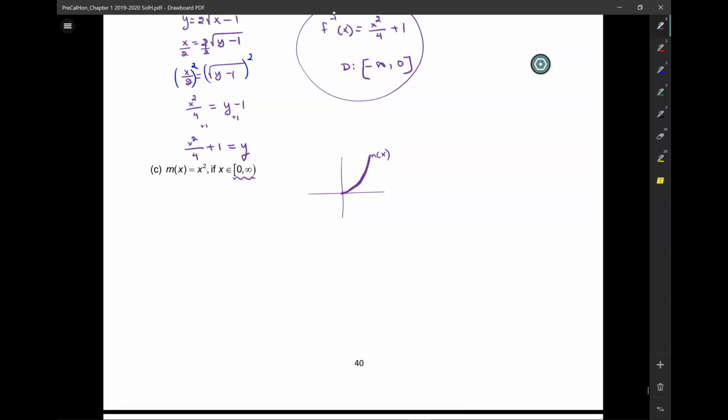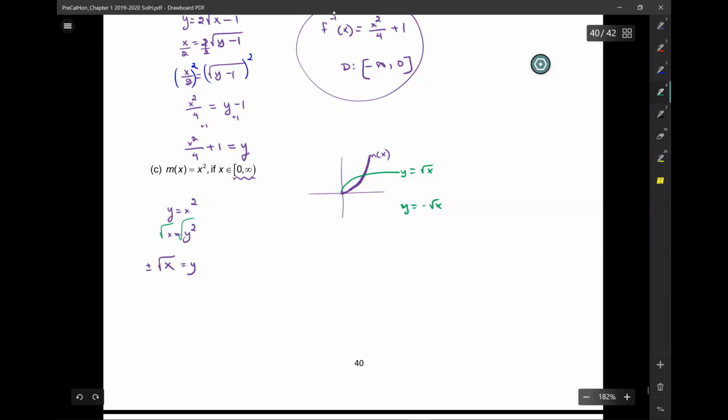Now, does this pass the horizontal line test? Yes, it does. So y equals x squared. Switch x and y. Take a square root. Now I have y is equal to plus or minus the square root of x. So can I take both of these? Let's see what they look like. If I have the square root of x, it looks like that. Negative square root of x looks like that. All right. Can both of these be the inverse of that purple? No, only one can. So I have to get rid of this. Only that, the top part, is the inverse of that purple.